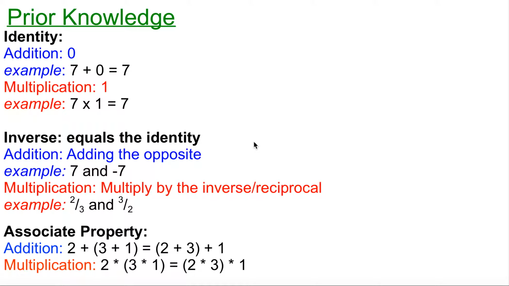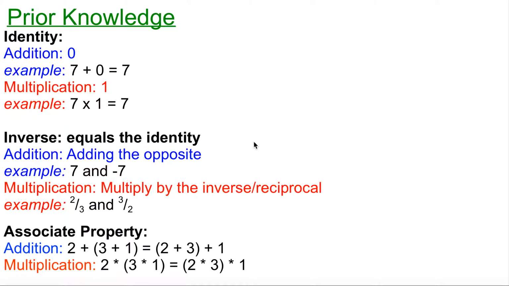Hi guys, so as with any lesson, I always start with prior knowledge with our students, discussing our different properties like the identity property, the inverse property, the associative property. With identity, for addition, our identity is 0. For multiplication, our identity is 1. With the identity, when we perform this operation, it gives the same result as what went in.